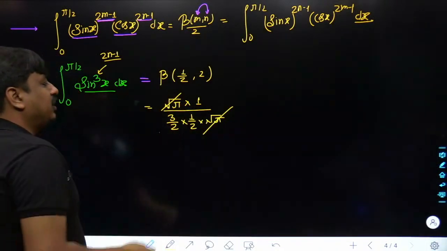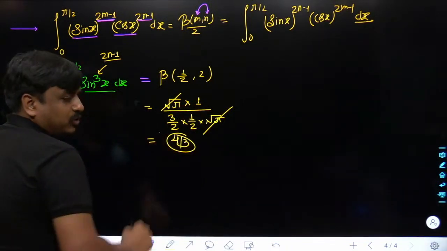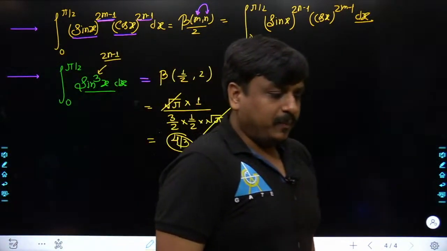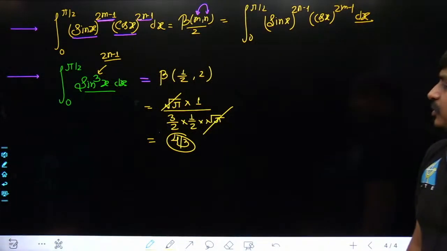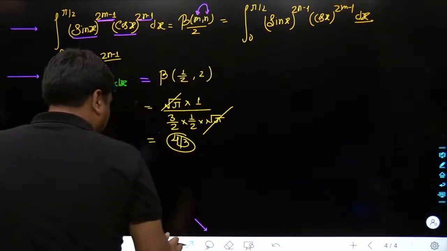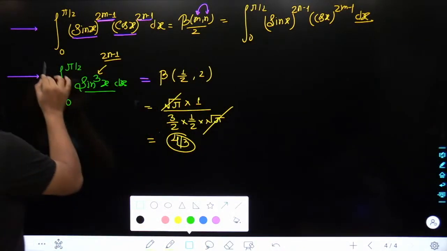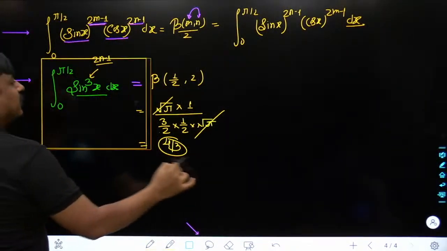Here the root pi goes out, and the factor which has been left out has been 4 divided by 3. So the answer which we are going to get for this particular problem has been 4 upon 3, and such a huge amount of effort it would take if you follow the analytical form of the integration. But that has been saved a lot.